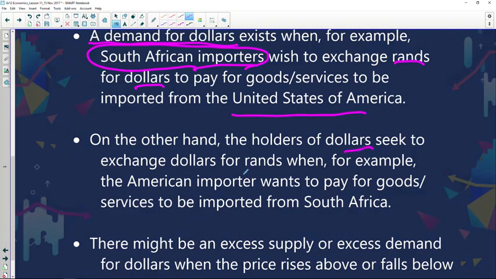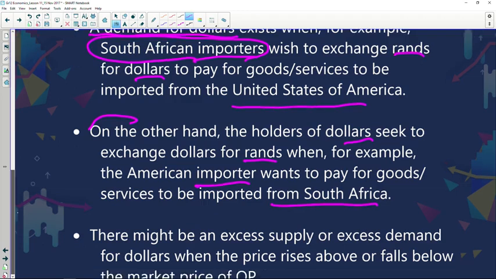On the other hand, the holders of dollars seek to exchange the dollars for rands. For example, the American importer wants to pay for goods and services to be imported from South Africa. So if someone from America wants goods and services that are available in South Africa, they will have to exchange the dollar to the rand in order to pay the local supplier in South Africa. So that in return will cause a demand for the rand, because now they need the rand in order to pay for goods and services that are offered or provided in South Africa.